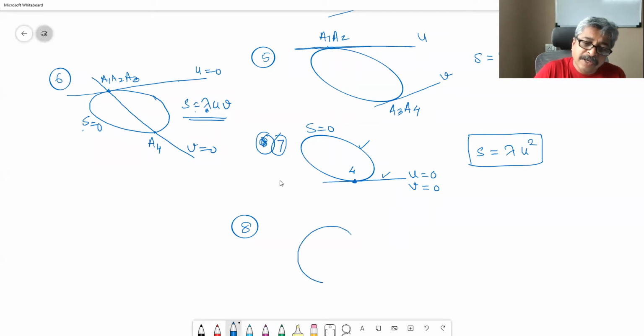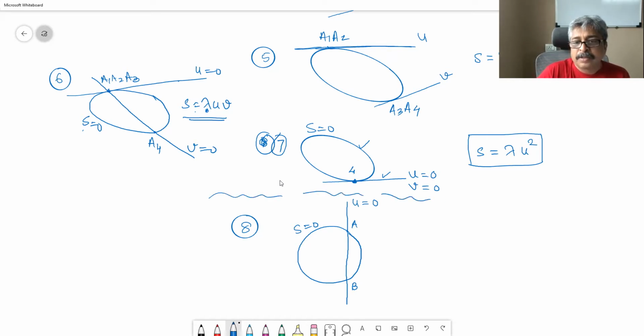There is a circle and there is a straight line. U is equal to 0, S is equal to 0. And we used to find all circles passing through A, comma B. But then this is different than what we have been studying. Actually, it is not different. Why is it not different?